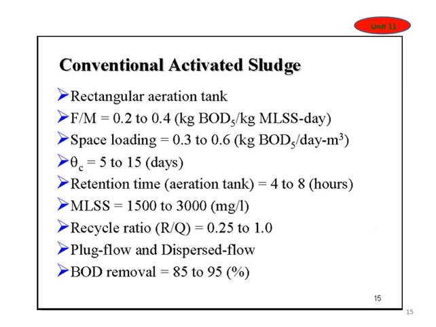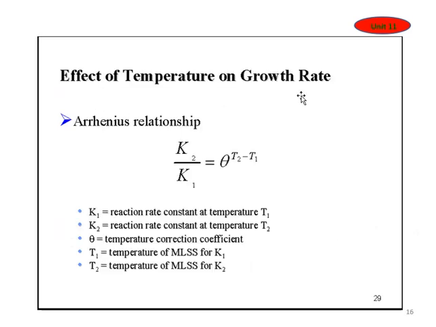Just to give you the idea, there is an effect of temperature on the rate of the reaction, that is, how fast bacteria will remove the waste material from the wastewater. The rate of the reaction, the K, depends on the temperature, and if the temperature increases, the rate of the reaction will increase, and the bacteria will work faster. If you know the rate of reaction at one temperature, you can find out the rate of reaction at any other temperature by this relationship.